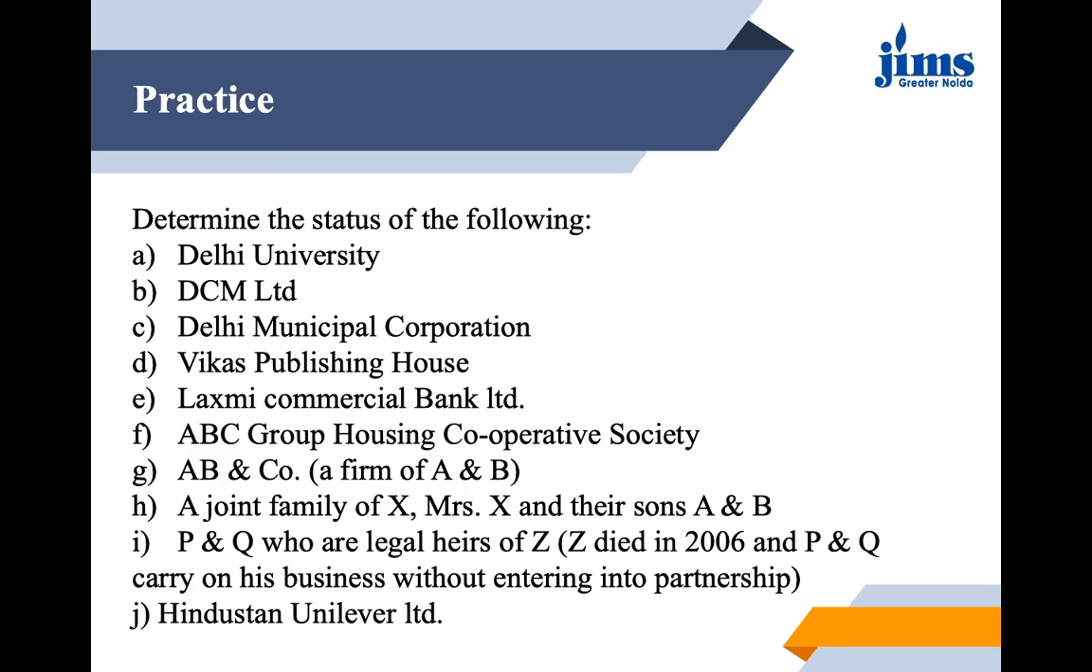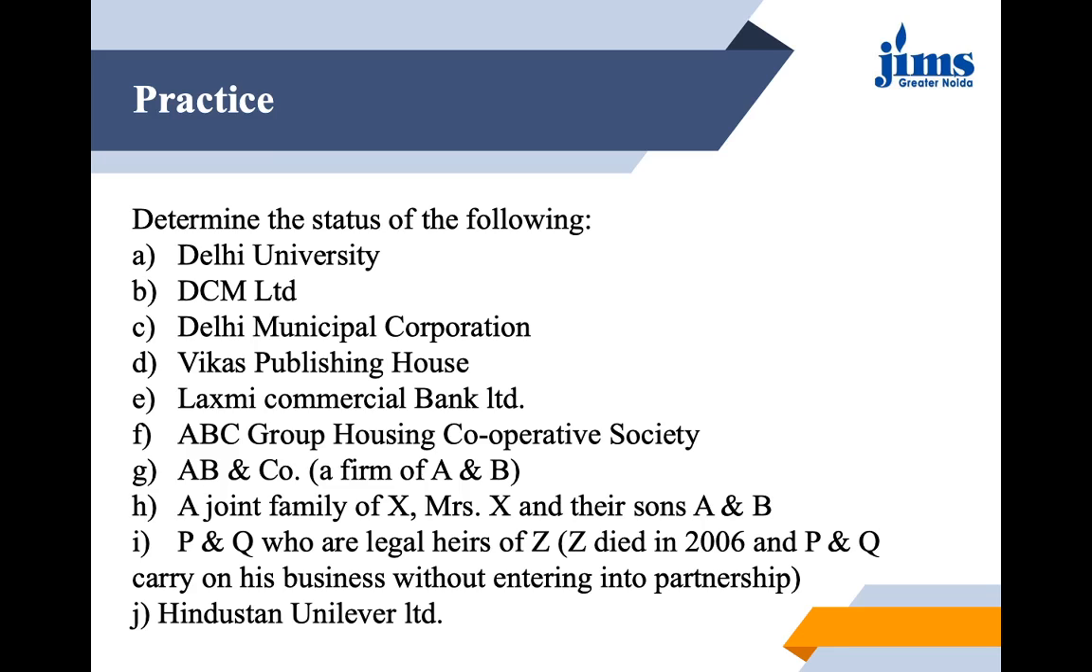A joint family of X, Mrs. X, and their sons A and B. Very easy. It is HUF, Hindu undivided family. Then let's move to the next, that is I. P and Q, who are legal heirs of Z, and Z died in 2006, and P and Q are carrying on his business without entering into partnership. What is it? It is an association of persons. Last, Hindustan Unilever Limited is a company.